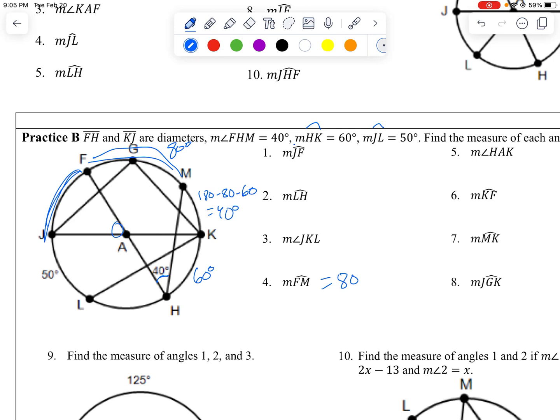So this part is 180 minus 80 minus 60, which comes out to be 40. So this part's 40 degrees. That's from M to K. So it's asking for MK, and I know that's 40 degrees there.